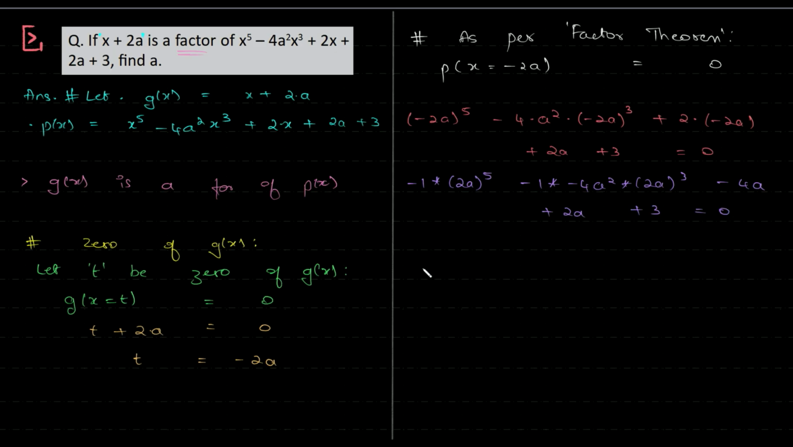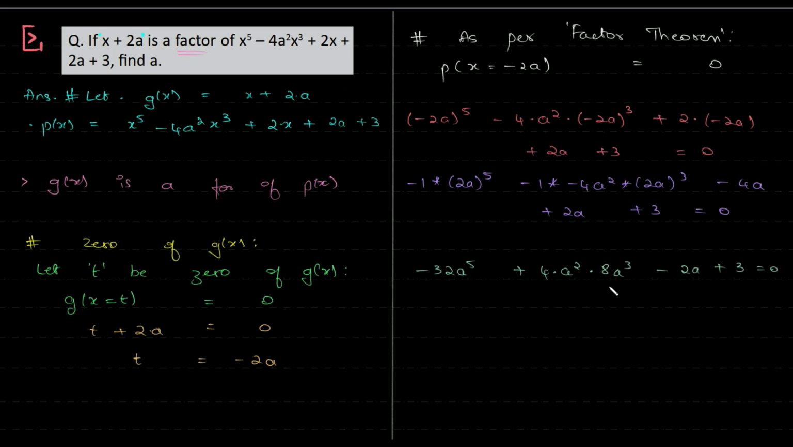And next we have minus 1 into, this is nothing but 2, 4, 8, 16, 32, so 32a to the power of 5. So this is negative 32a to the power of 5. Negative into negative is positive: 4 into a squared into 2a cubed is nothing but 2 cubed into a cubed, 2, 4, 8, so 8a to the power of 3. Minus 4a plus 2a is minus 2a, plus 3 is equal to 0.